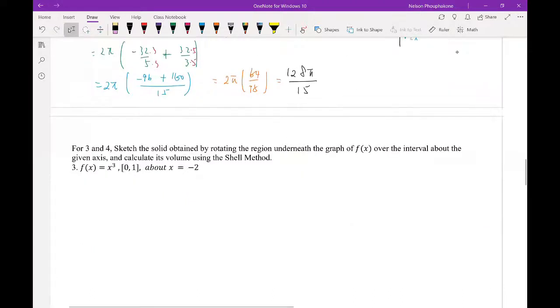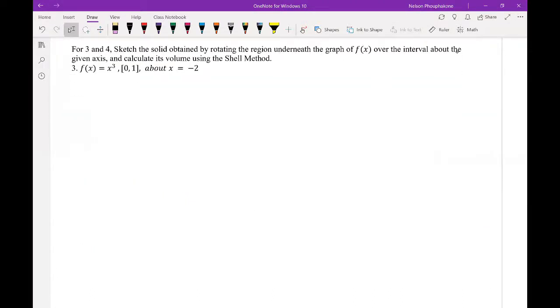Okay, now let us look at the next example. First I would like to sketch the solid obtained by rotating the region underneath the graph of f of x over the interval about the given axis, and calculate the volume using the shell method. Again, we are using the shell method. First of all, I'm going to graph the function, which is x to the power 3.